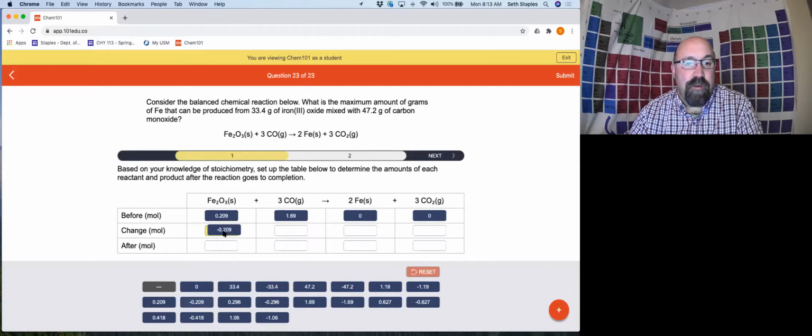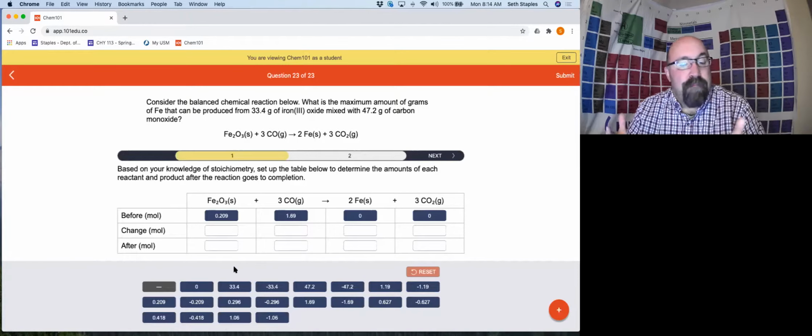And our change is going to be minus 0.209 moles. So we're losing it, so we get a negative for our change. And the amount has to be equal to what we started with. And so again, we know that our limiting reactant can't be the carbon monoxide, because if we put a negative 1.69 here for the carbon monoxide to go down to 0, then that's going to put us into a negative for our iron 3 oxide, and that can't happen. So we can see that our limiting reactant is going to be the iron 3 oxide.